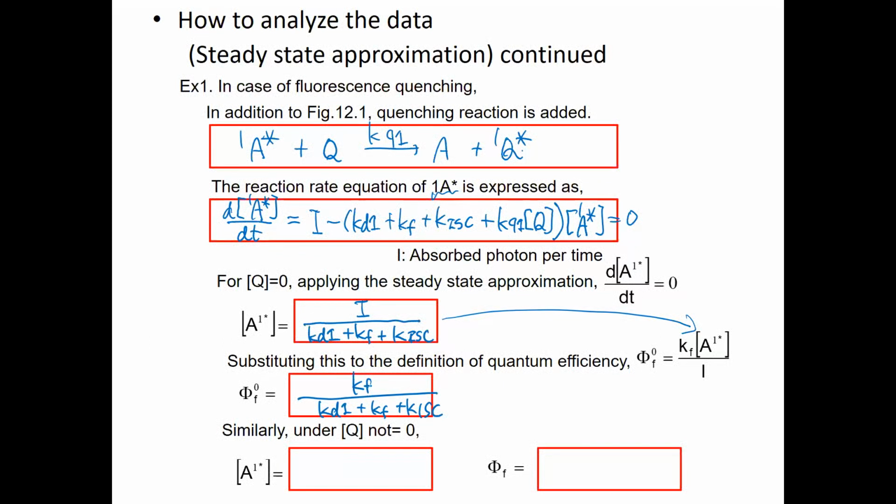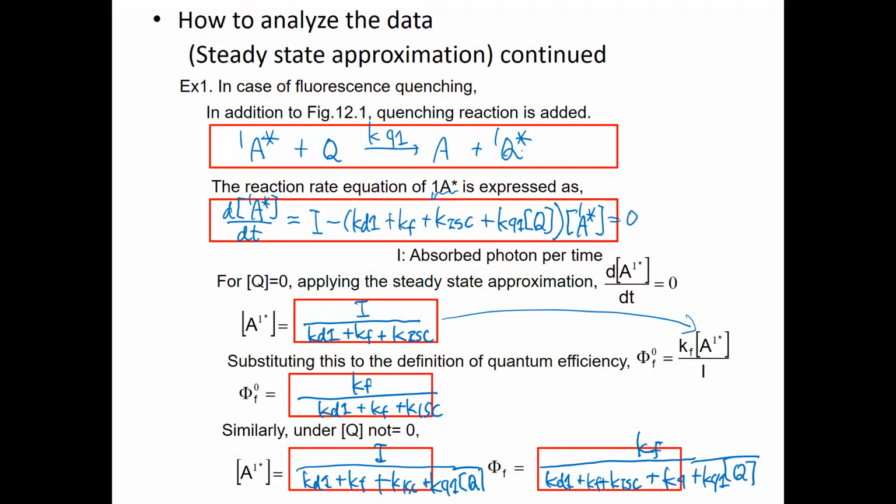And similarly, if you assume that Q is not 0, in this case, A1 star is I over KD1 plus KF plus KISC plus KQ1 Q. And by a similar process you can obtain that phi f is equal to KF over KD1 plus KF plus KISC plus KQ1 Q.